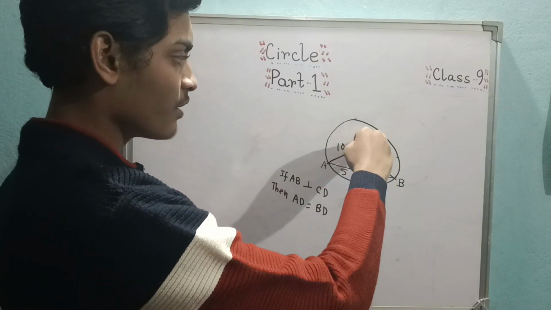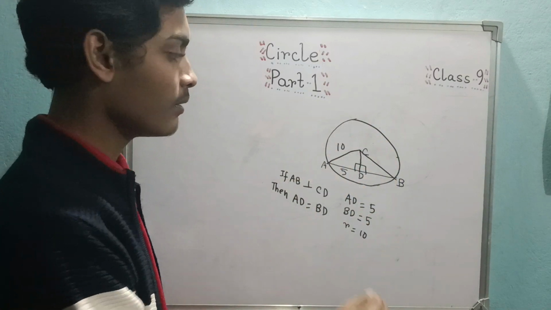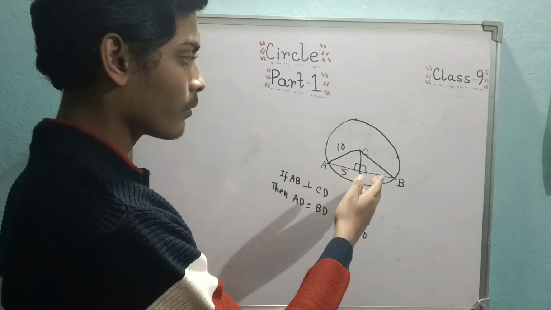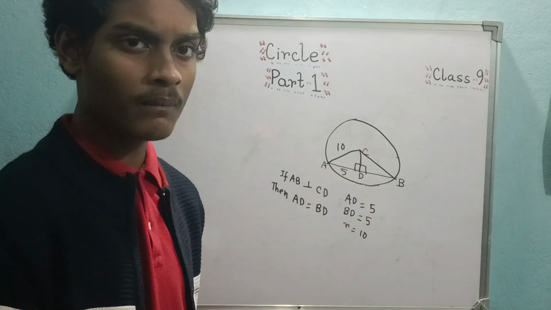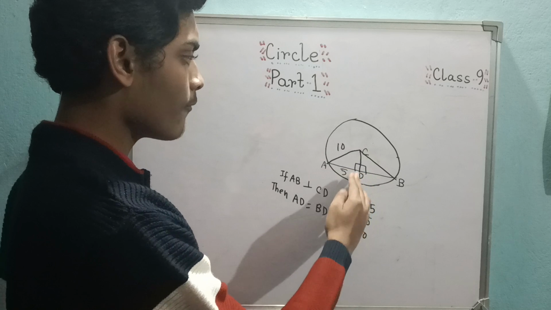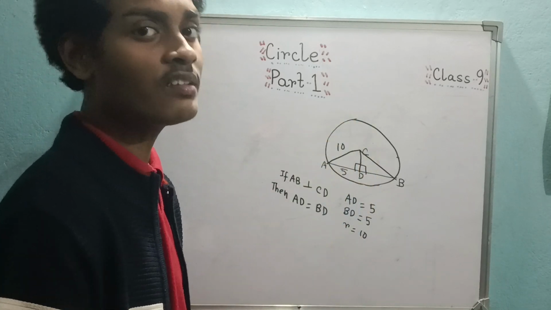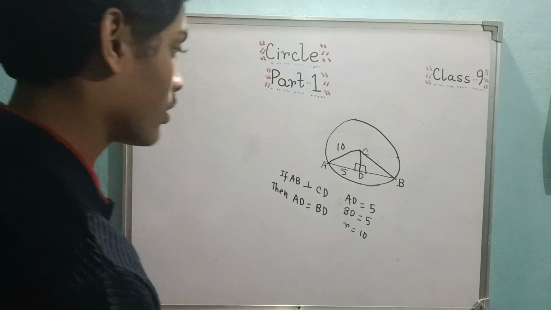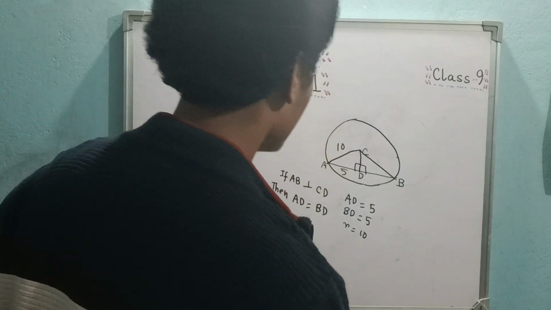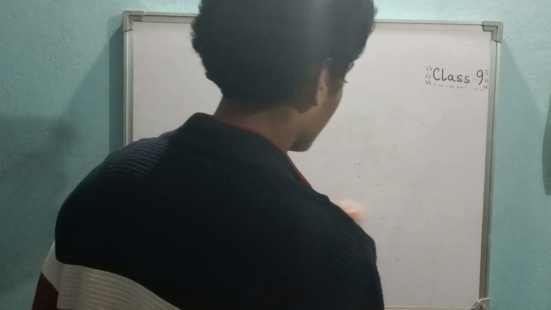Suppose the hypotenuse here is the radius. The base here is half of the chord. Using these two, you can find the CD, the distance of the chord from the center. This is how the principles are going to work today. So let's quickly summarize what we learned as we go into the sums.